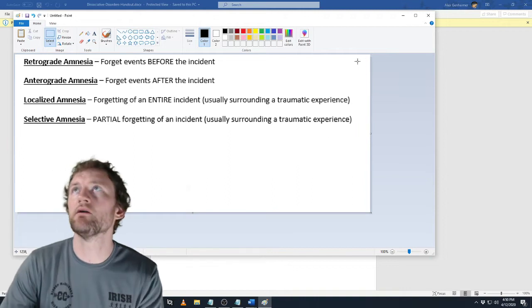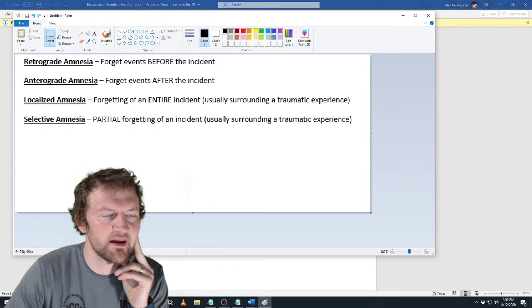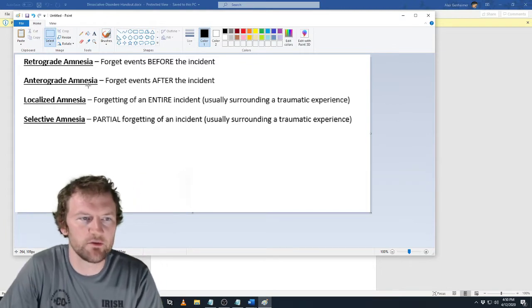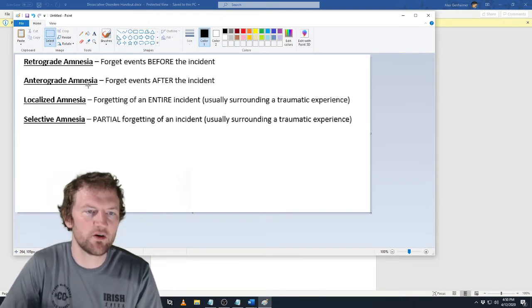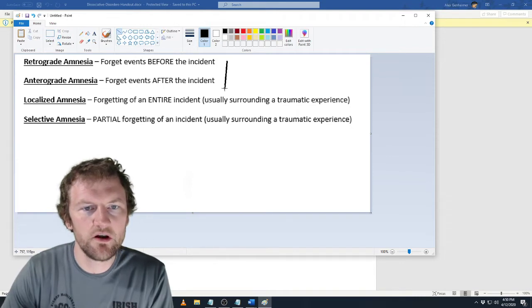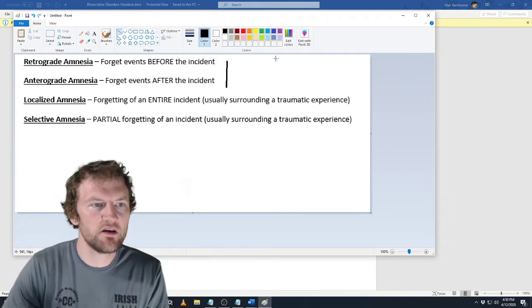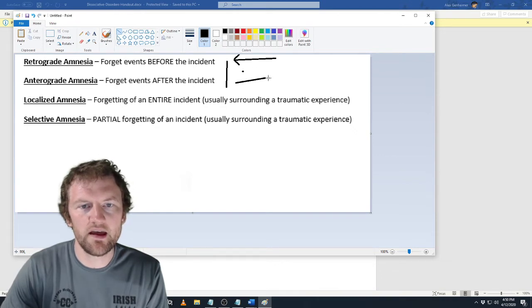Retrograde amnesia, it already says it. Retrograde amnesia is forgetting events before an incident. Anterograde is after. So these two are directional amnesias. Retrograde is forgetting before, and antero is forgetting after.